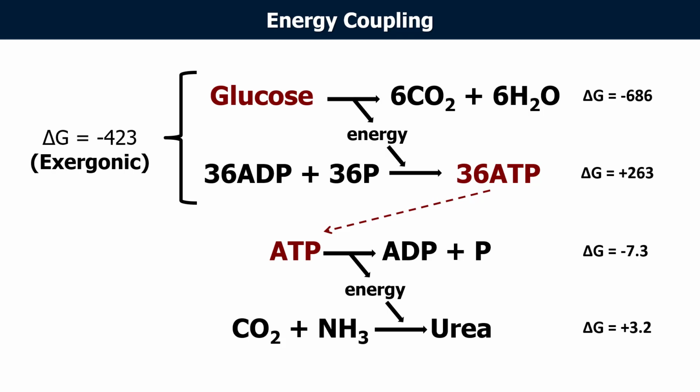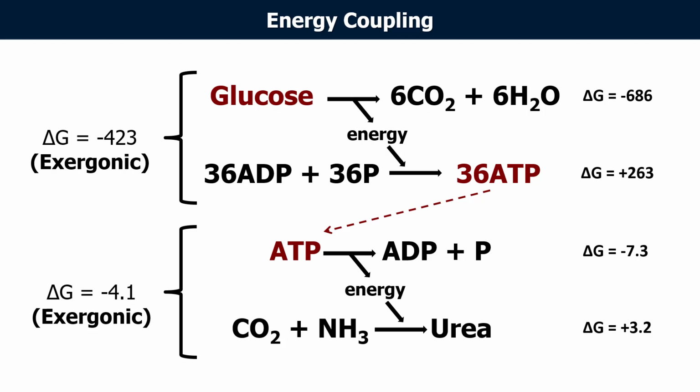But we got 7.3 available. So if we couple these processes, let the negative delta G fuel the positive delta G, we'll still have negative 4.1 as the delta G. We got $7.30 to buy a $3.20 reaction. We'll still have $4.10 left over. So it's exergonic, and we have made the formation of urea spontaneous.